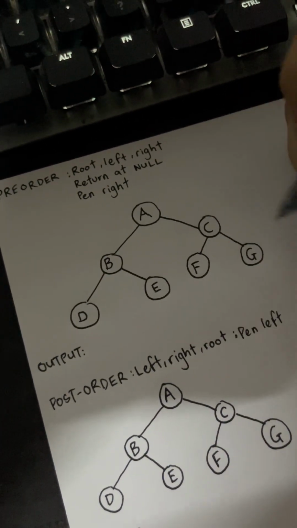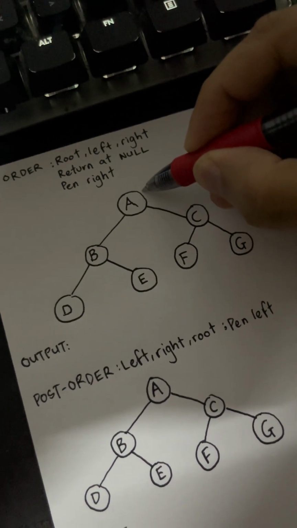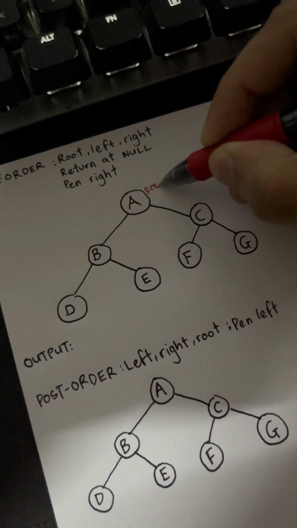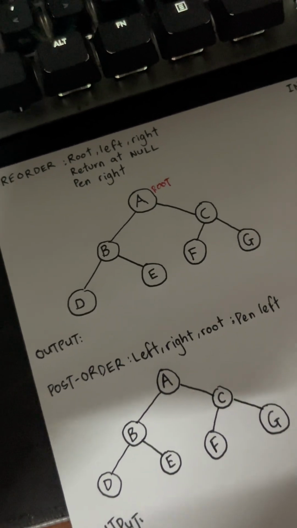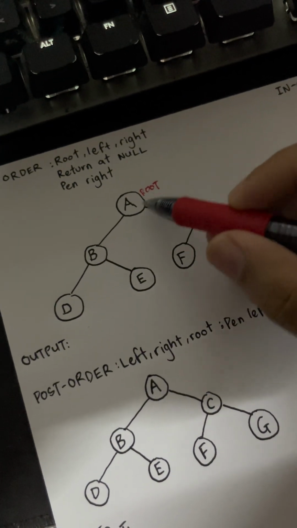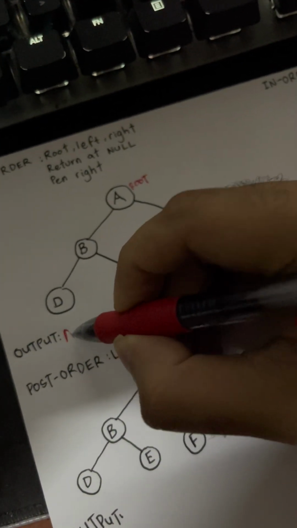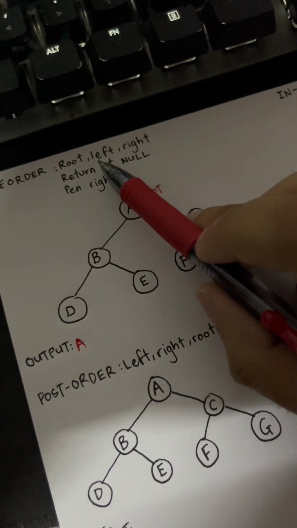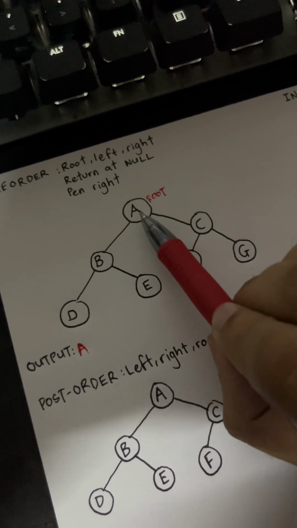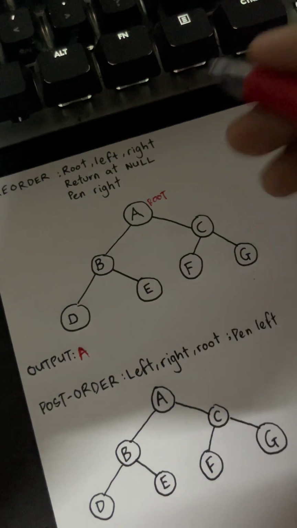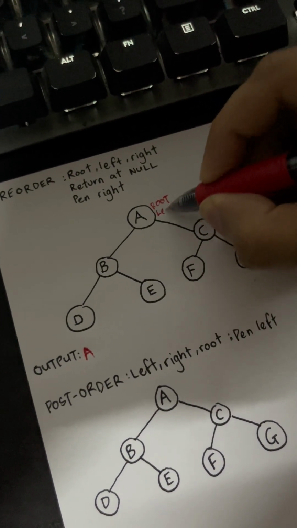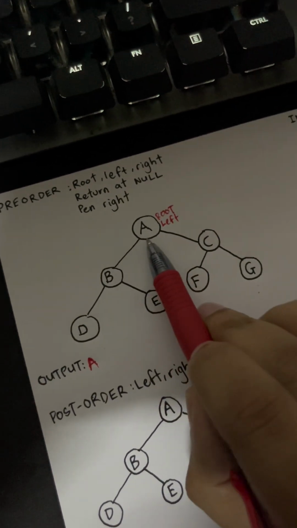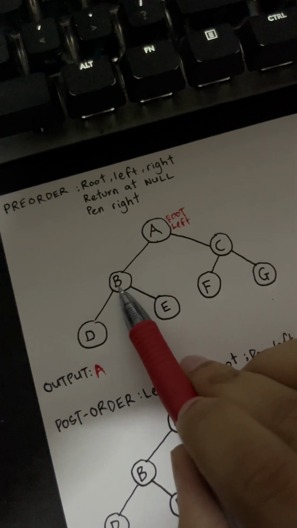So starting from your root, right? Whenever we have root, let's just assume that we will print. So since it's root at A, print out A. Then the next step is left, go left. So from here, go left. So our next step is left. So from here, we will go left at B.